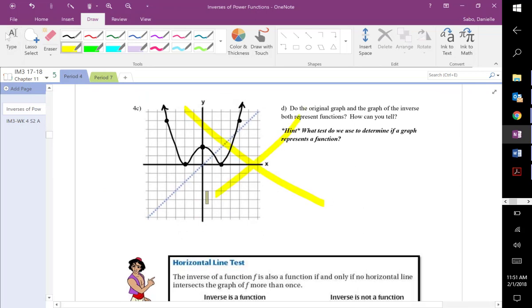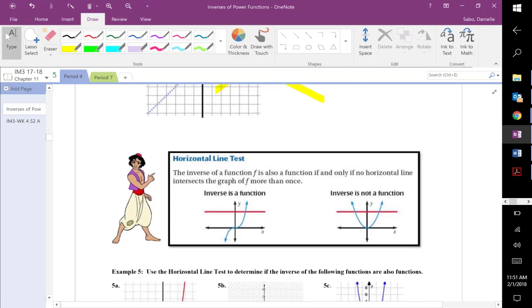Don't worry about it. But let's talk about what Aladdin's saying here. Who's that? Aladdin. Oh my god. So, he's from Aladdin in the movie.